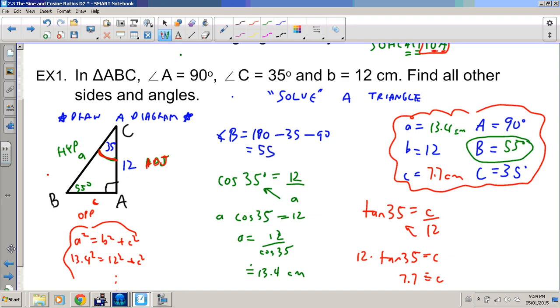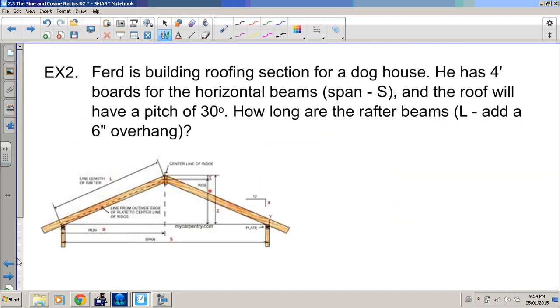I think we got one more example, and this is kind of like a problem. Ferd is building a roofing section for a doghouse. He has 4-foot boards for the horizontal beams, the span, and the roof will have a pitch of 30 degrees. How long are the rafter beams? So we've got a diagram here, and it's pretty complicated, I suppose. But what is it saying here? Let's write some of this given on here. He has 4-foot boards. So this is the span here, this is 4 feet.